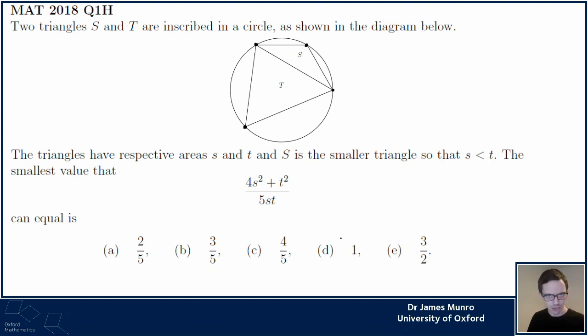The trap is to write down positions for all the points, to write down equations for lines, to write down expressions for the areas, S and T, in terms of the positions of the points. What this question is really testing is whether we can think geometrically, and whether we can think about what happens as we vary the positions of these points. All we're told is that S is less than T. We're not given any other restrictions on what these triangles might be.